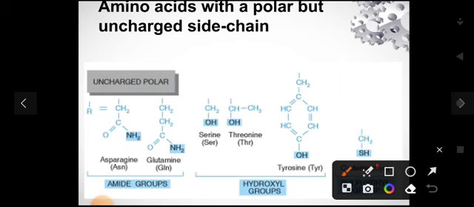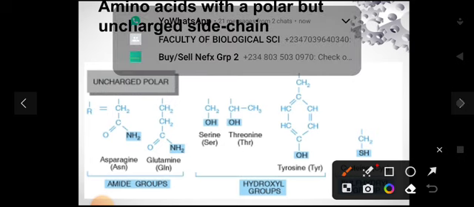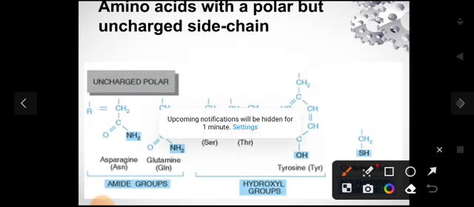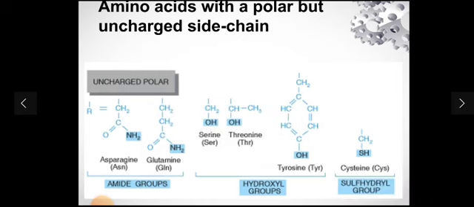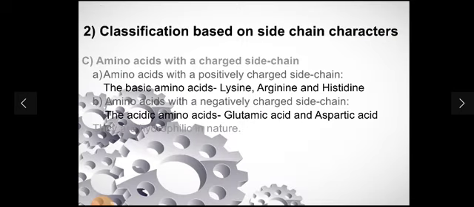When we meet the ones that are charged, we will know. We have serine, threonine, and tyrosine. Those ones contain the hydroxy group. They are polar but they are not charged. So we also have cysteine, which is also not charged but is polar.